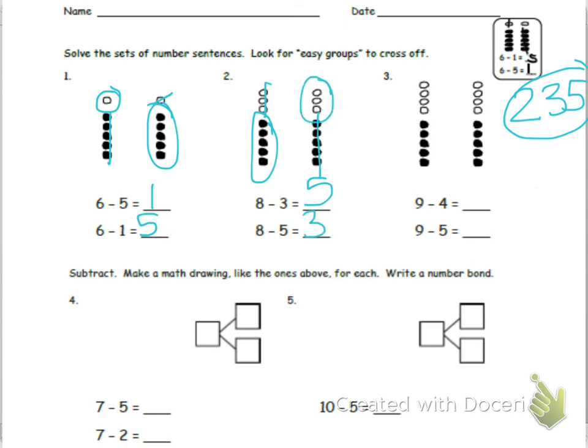9 minus 4. Let me take 4 away. How many is left? 5. 9 minus 5. Let me take 5 away. How many is left? 4. Now, guys, I forgot to tell you, but you can get out a crayon to where you can check your work.